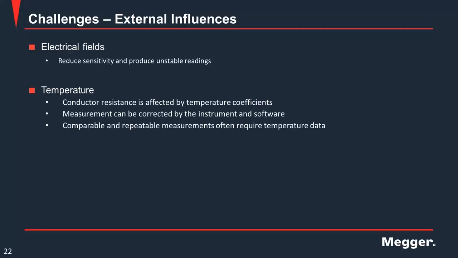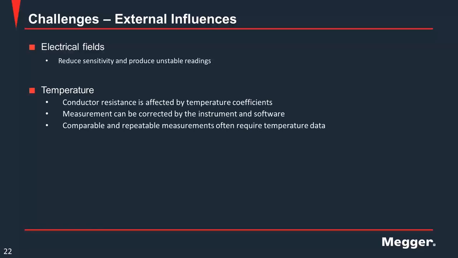You have the electrical field that can be generated on your test specimen, that it can reduce the sensitivity and produce unstable reading because of the electrical field in the environment. This is why we need to find the best way to eliminate this. One solution is to try to find the noise immunity of the equipment as high as possible.